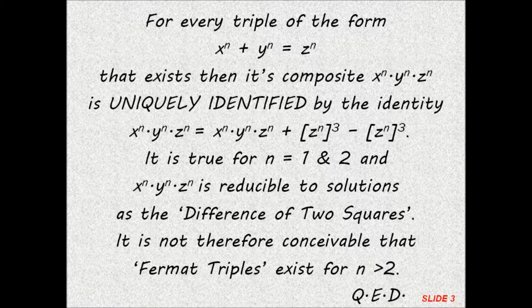It is true for n equals 1 and 2, and the composite x^n times y^n times z^n is reducible to solutions as the difference of two squares. It is not therefore conceivable that Fermat triples exist for n greater than 2, QED.